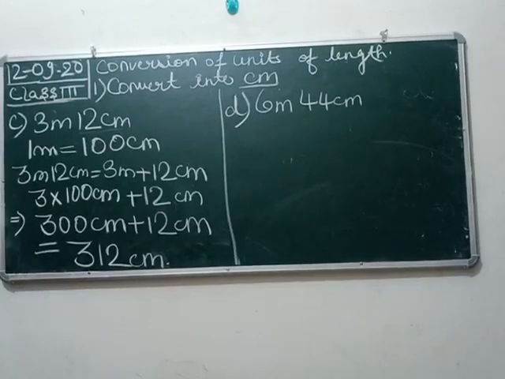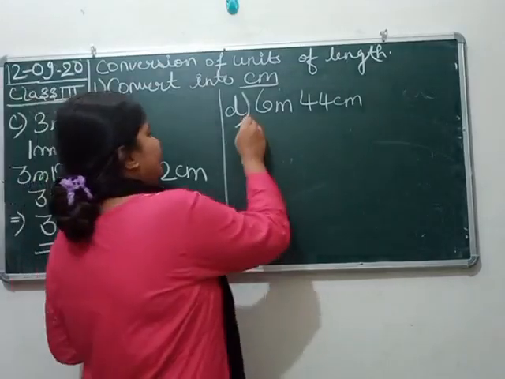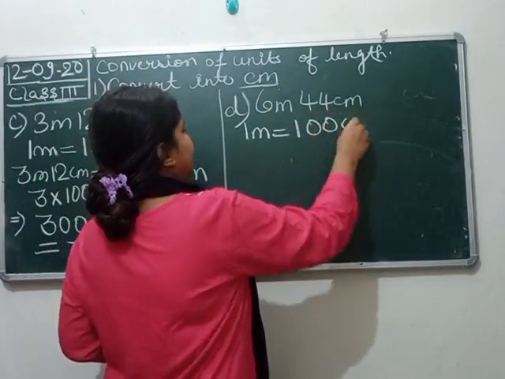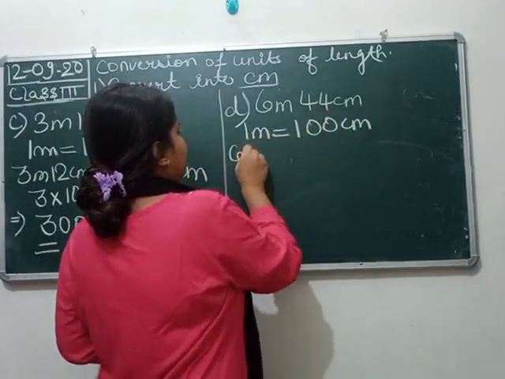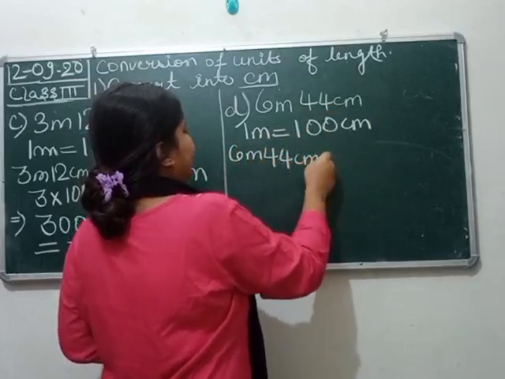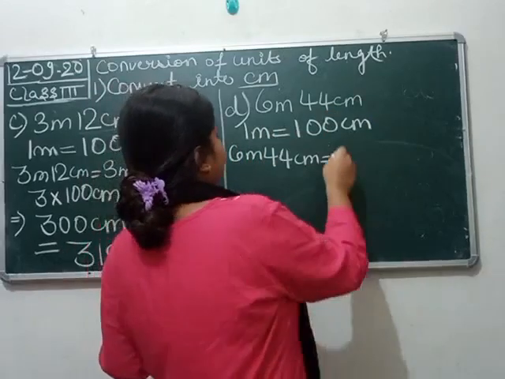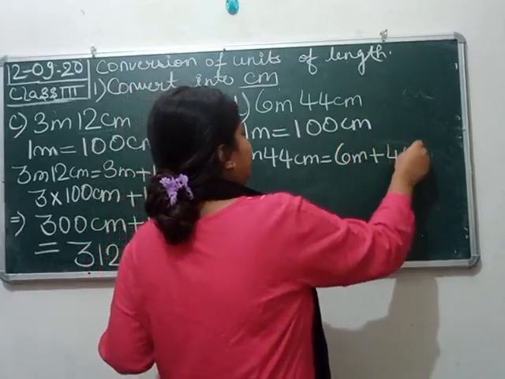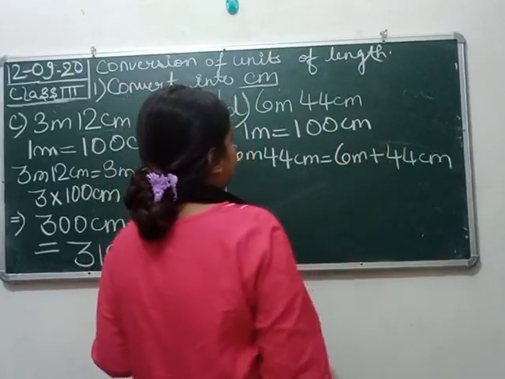Okay, let us do question number D. Now, see, 1 meter equals to 100 centimeter. Now 6 meter 44 centimeter equals to 6 meter plus 44 centimeter.